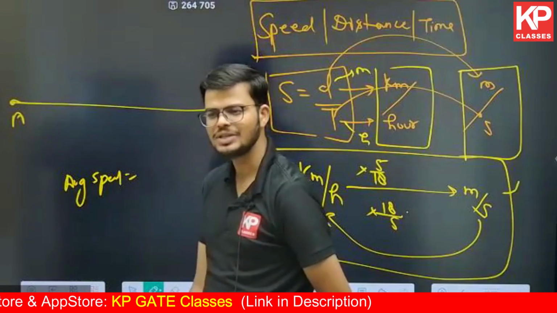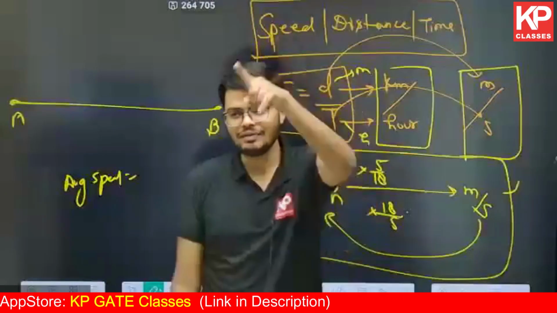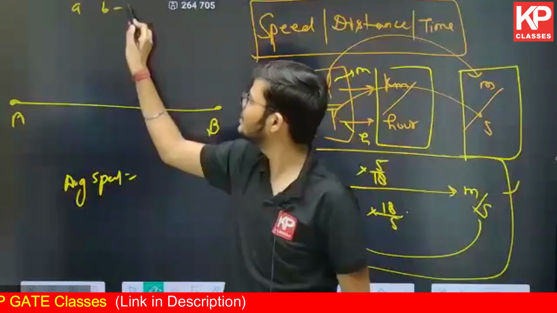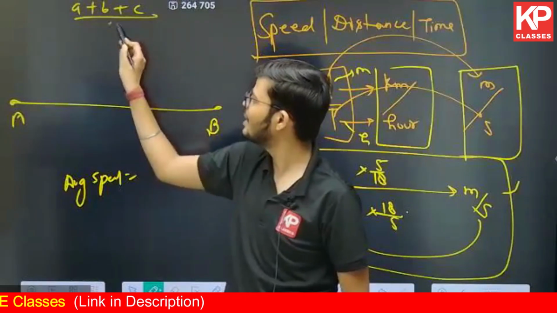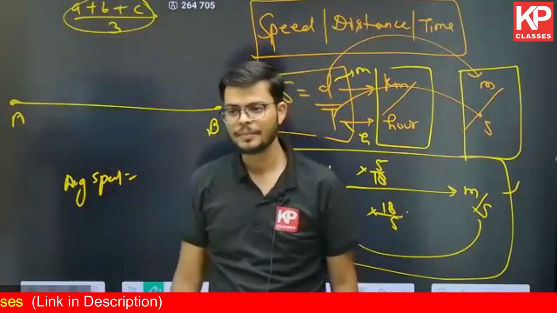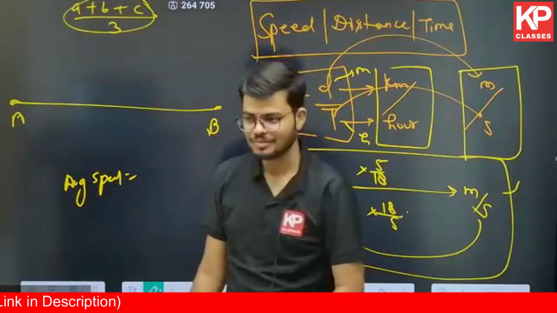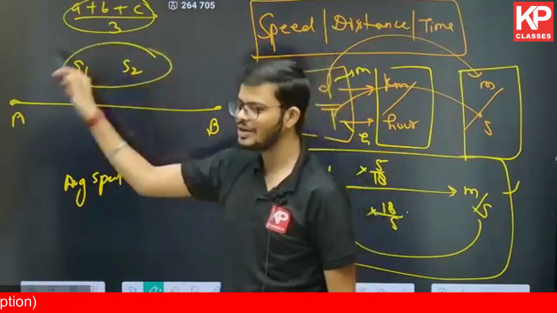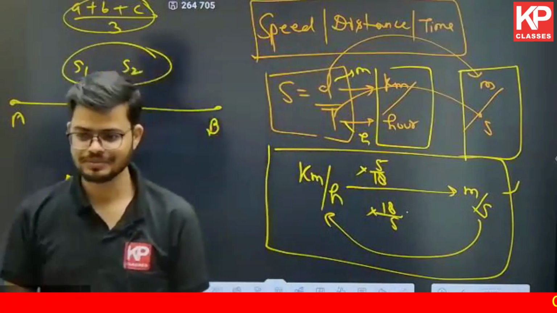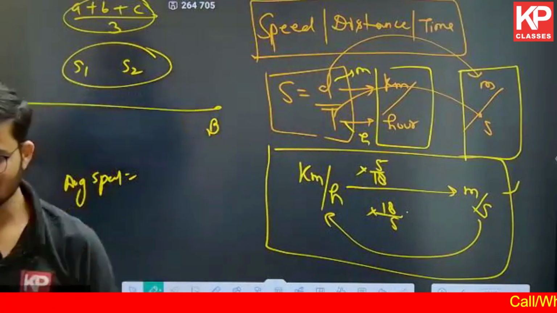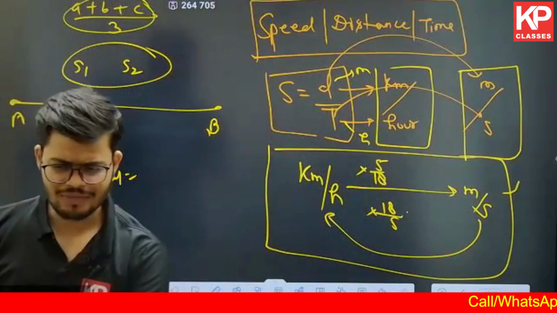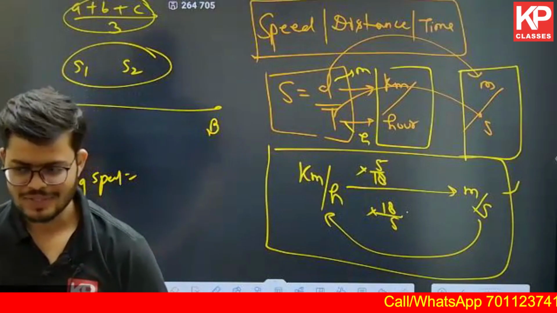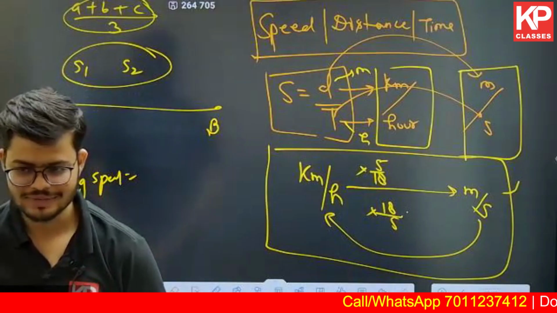Now, what do we mean by average speed? How do we calculate average? For example, there are three units A, B, and C. We will add the three units and divide by three. This is called the average. So, suppose speed 1 is given as S1 and speed 2 is given as S2. Can we find the average by adding these two and dividing by 2, S1 plus S2 by 2? Can we do that?